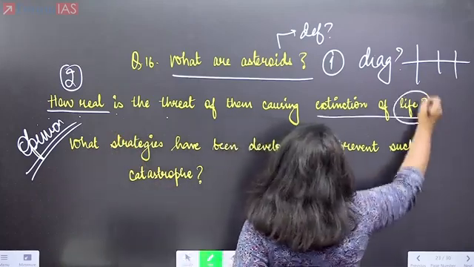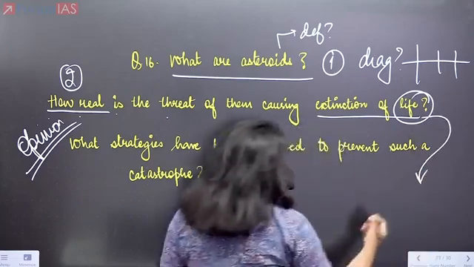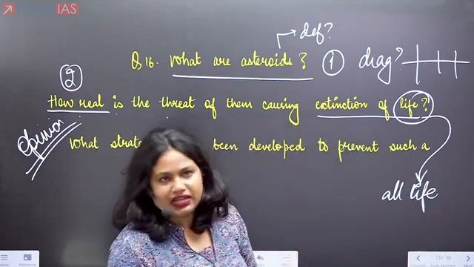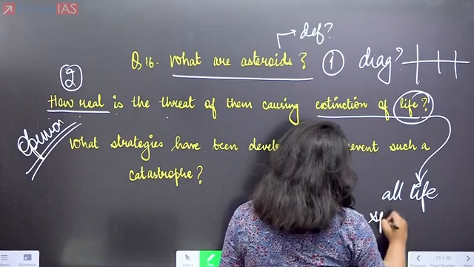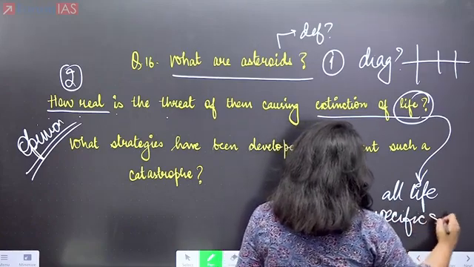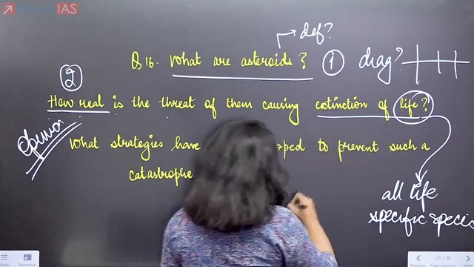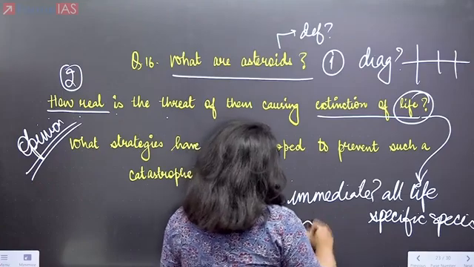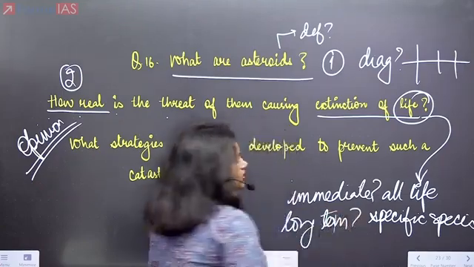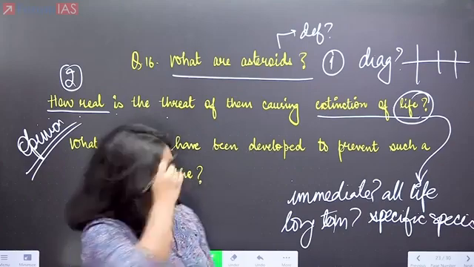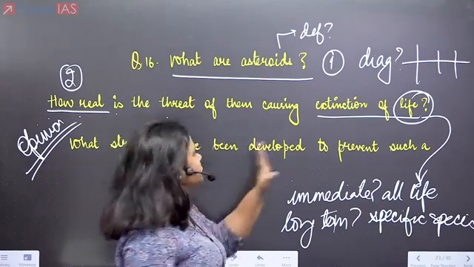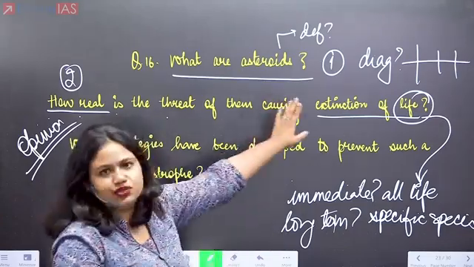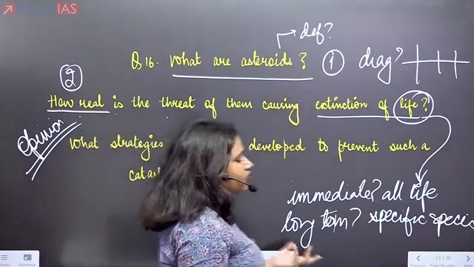Extinction of life. For life, my interpretation is, are they talking about all life on earth, like an extinction level event for the entire life form, or are they talking about specific species, right? Are they talking about the immediate aspect or the long-term aspect? So these issues are there in the particular question. Then the third part is, what strategies have been adopted to prevent such a catastrophe? This is the third part of the question. 3 pages, 3 parts of the question, very clear breakdown of spacing.